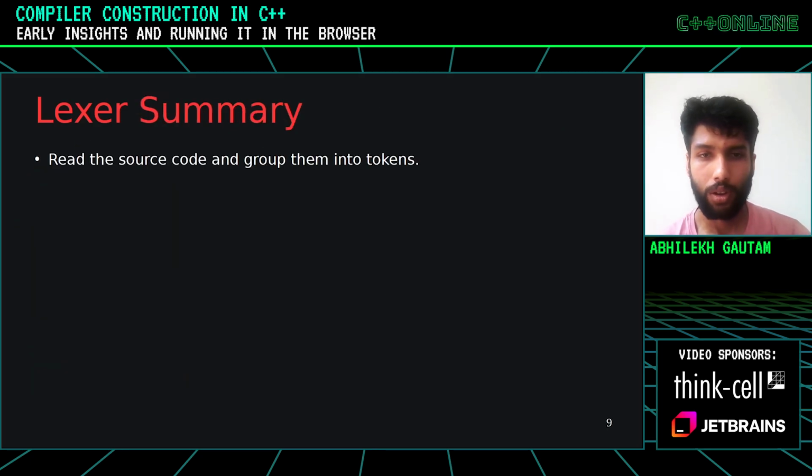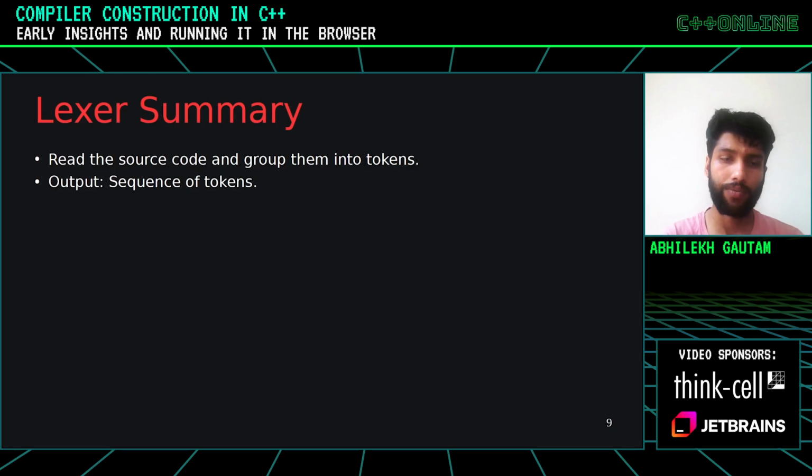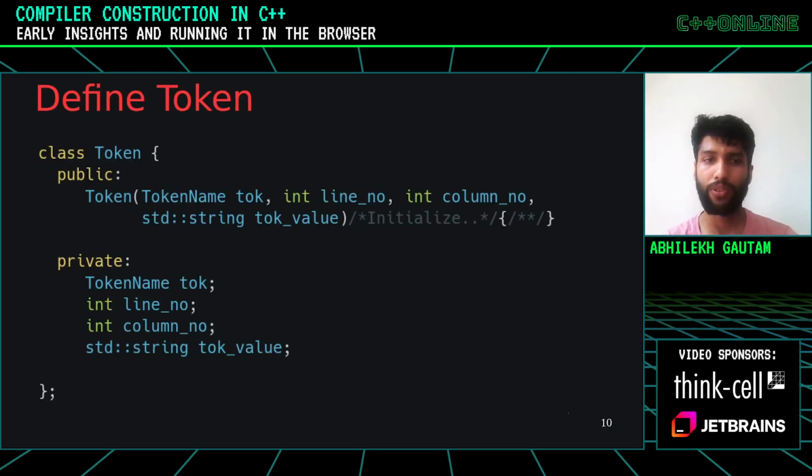So far what we did is we read the source code and grouped it into tokens, and then the lexer just returns a sequence of tokens, that is, a vector of tokens. Now let's see how we can define a token class. Just to note, this is a reduced version of the code so that I could fit it in a single slide. The main thing to look at is the member variables, line number and column number. What we do is keep track of the position of every token in our program, right?